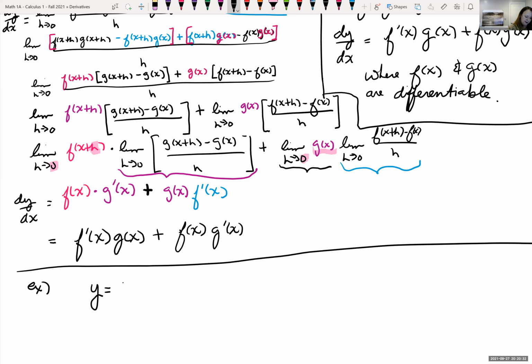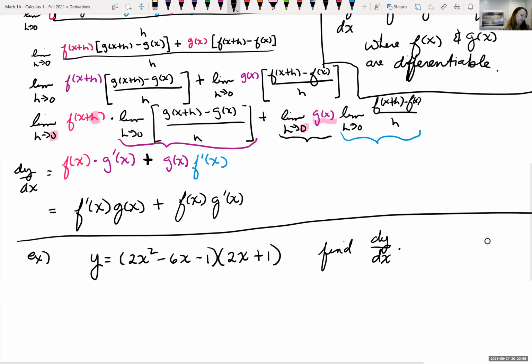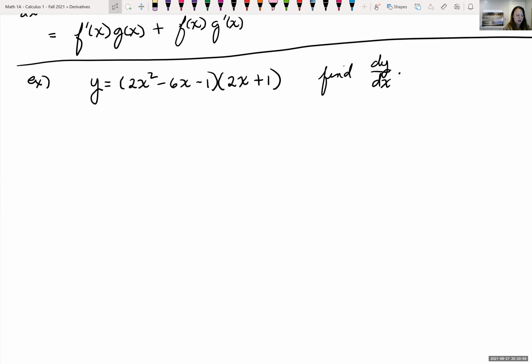Let's say we have y equals parentheses 2x squared minus 6x minus 1, all times 2x plus 1. And we want to find the derivative of y with respect to x, so find dy dx. There's multiple ways that you can approach a lot of your problems. We could use our product rule. So let's do that just because we just talked about it.